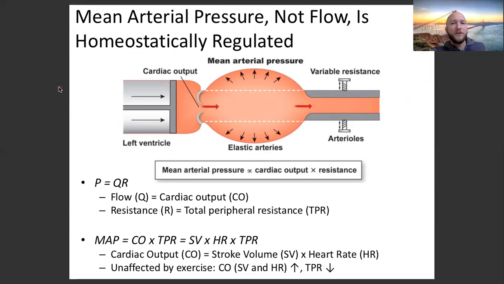So mean arterial blood pressure is regulated, not flow.